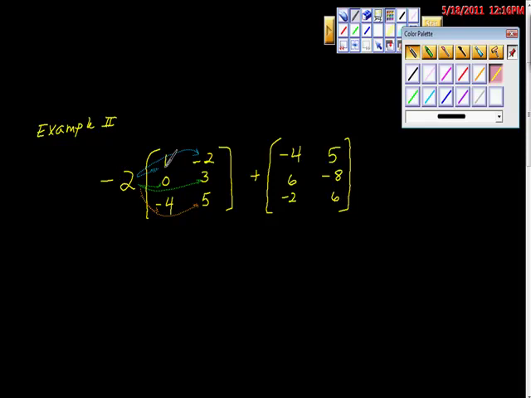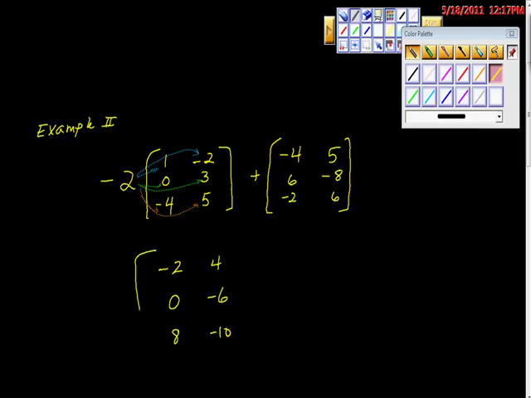Negative 2 times 1 is negative 2. Negative 2 times negative 2 is positive 4, isn't it? Negative 2 times 0 is 0. Negative 2 times positive 3 is negative 6. Negative 2 times negative 4 is 8. Negative 2 times positive 5 is negative 10.